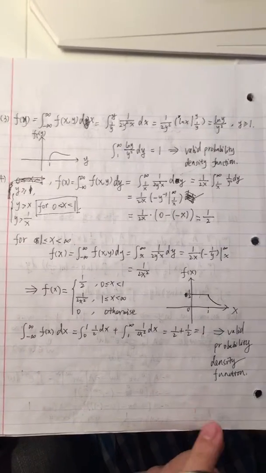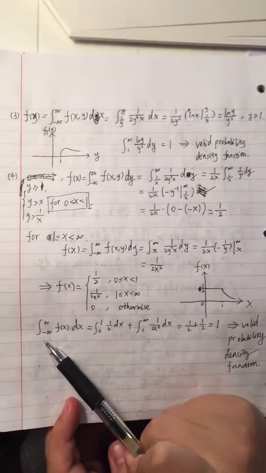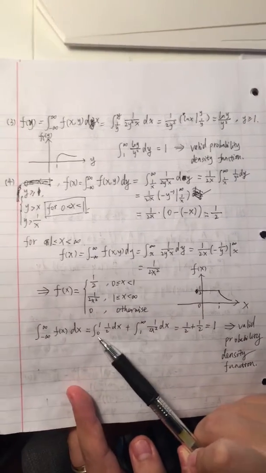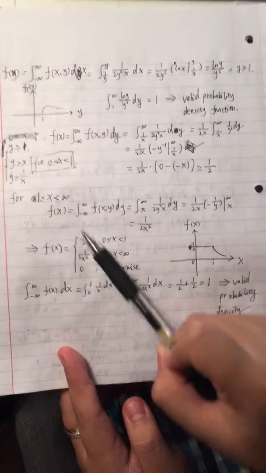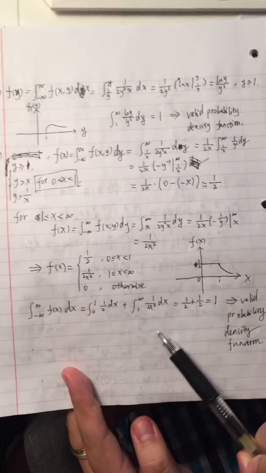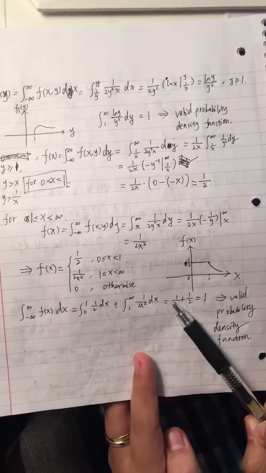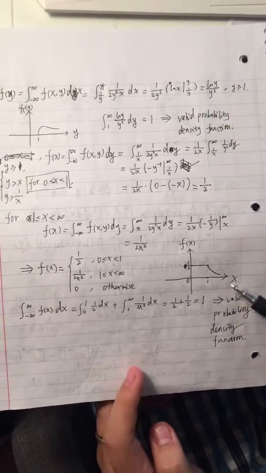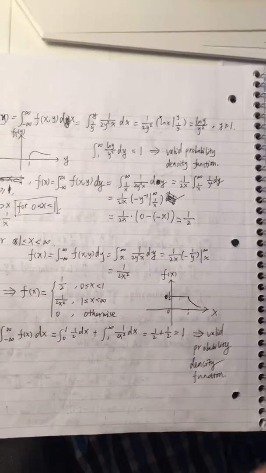Finally, we do the integral from -infinity to infinity of fx dx. That means from 0 to 1 like this, and from 1 to infinity like this. We can find this is 1/2 plus 1/2, which is 1. So this one is also a valid probability density function. That's all about homework 5.